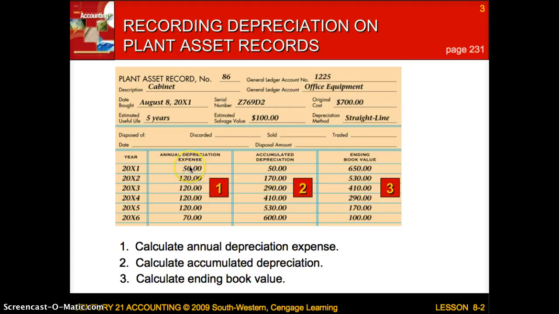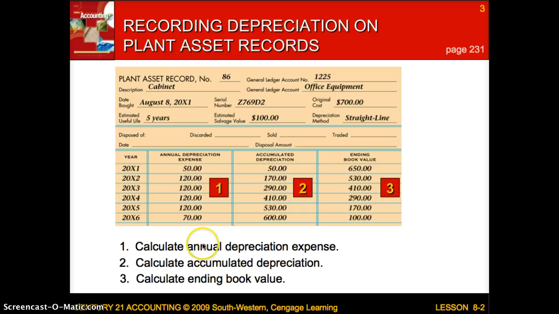That's why this is 50, and that's why the rest of that 120 will be depreciated in your last year, because depending on the date that you bought it, it has only been so many months of depreciation. Okay, so you'll take your 120. Your accumulated depreciation has been $50 so far, so your 50 plus your 120 is 170. If you take your 650, your ending book value, minus your annual depreciation expense of 120, you'll get 530. Okay, you'll continue to do that throughout your depreciation of your plant asset record.